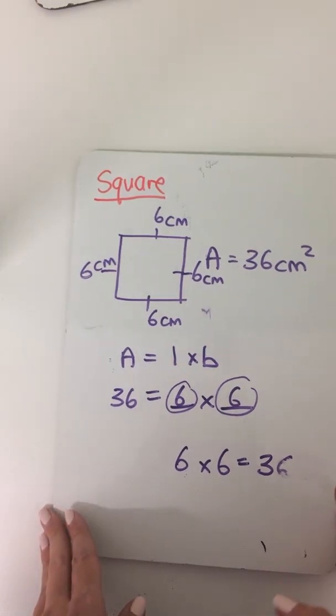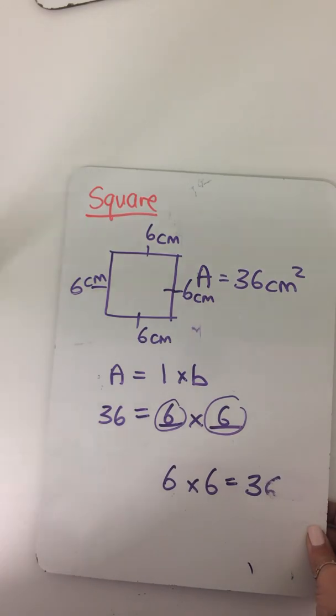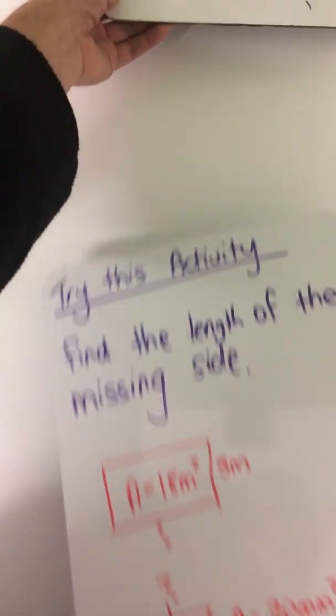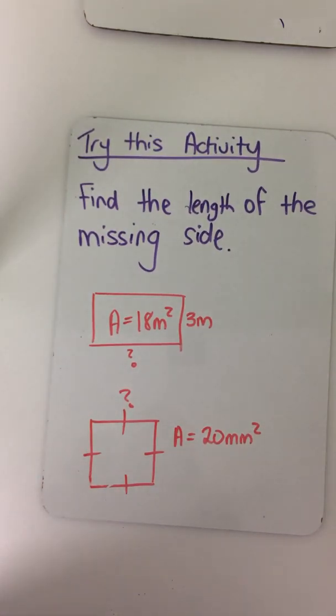If you understand this clearly on how to find the missing side of a square and a rectangle when you're given its area, then pause the video now and try do this activity in your online journals. Take notes while you watch the video and do this activity in your online journal. If you don't understand the video, watch it again for a better understanding.